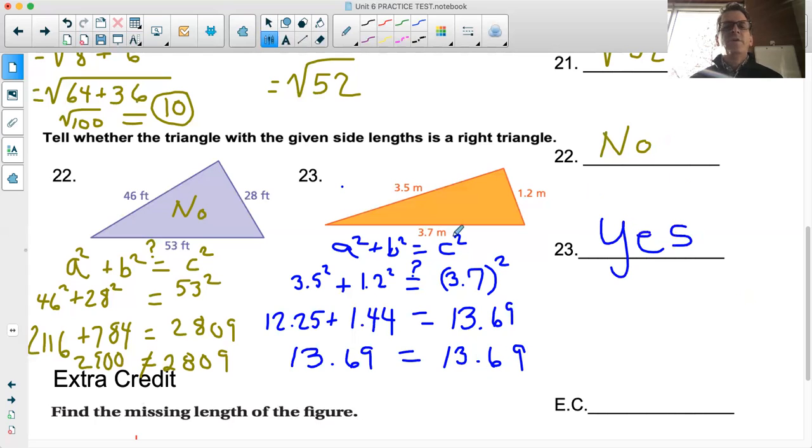So number 22 is no, it didn't work out. 23 did work out, so this definitely is a right triangle, number 23. So don't trust the pictures. The pictures are meant to deceive you. You've got to do the work to determine whether or not that works out.